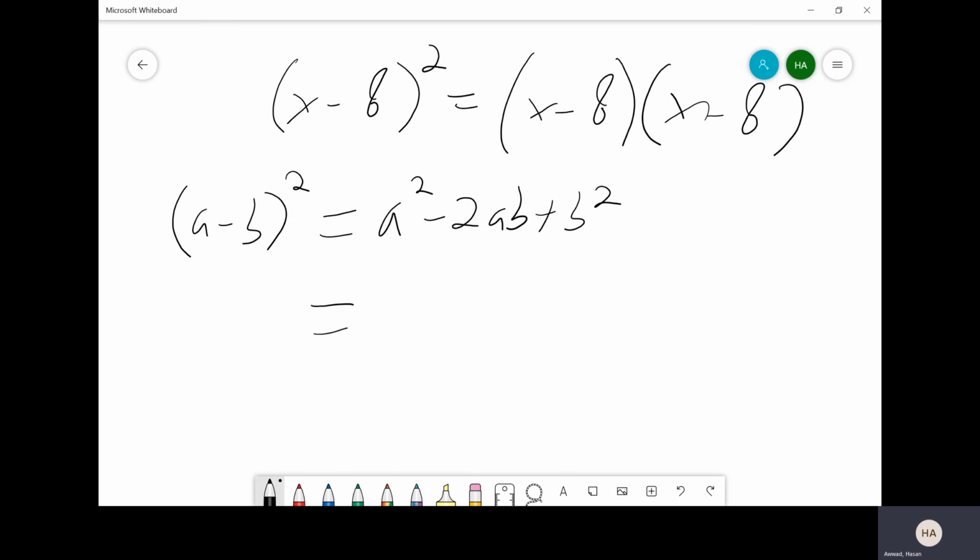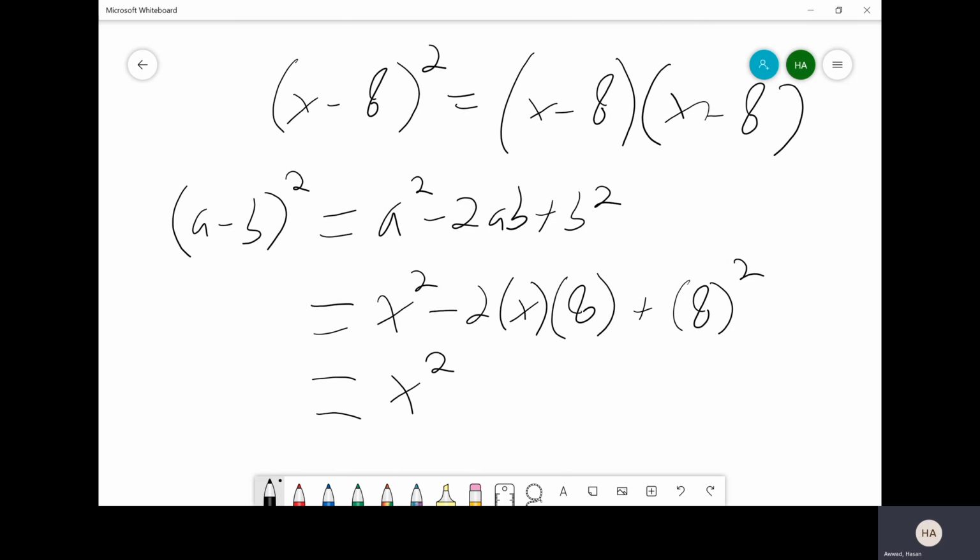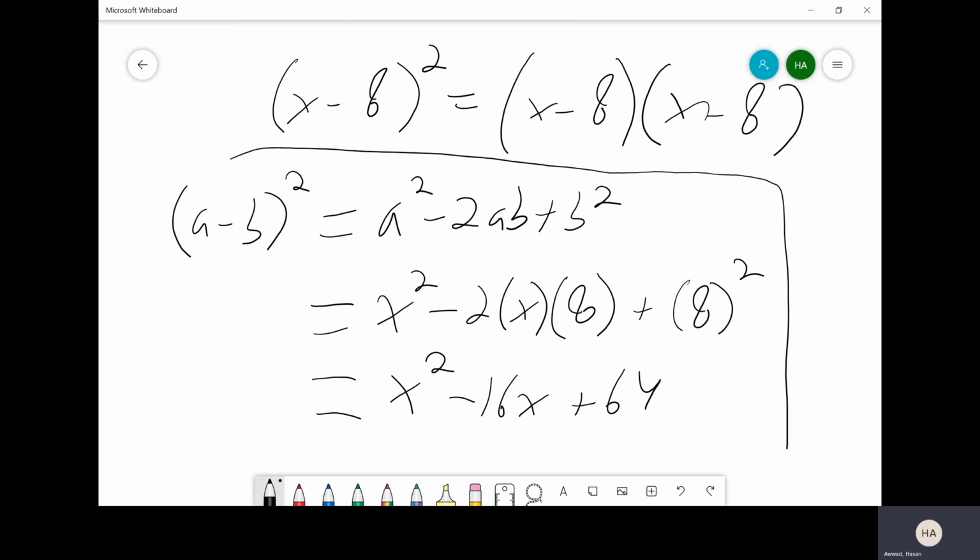So doing it this way, if x is my a, then we have x squared minus 2 times x, and 8 is my b, right? So plus 8 squared. And this is going to just come out to be x squared minus, and then 2 times 8 is 16, so minus 16x, and 8 squared is 64. So x squared minus 16x plus 64, right? And I'm just going to draw a little box over here.